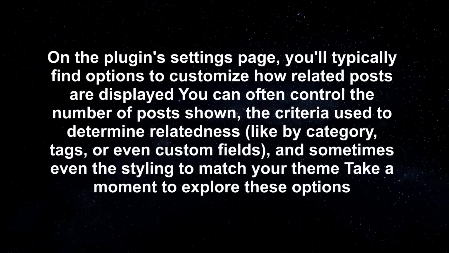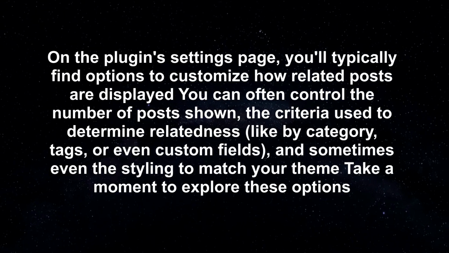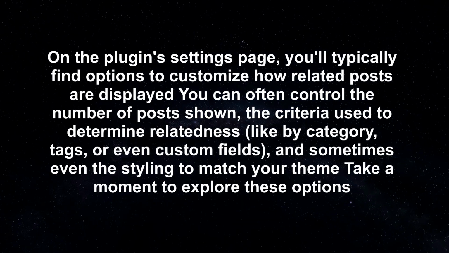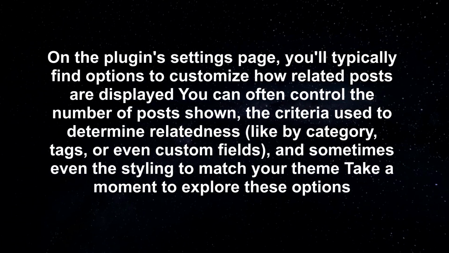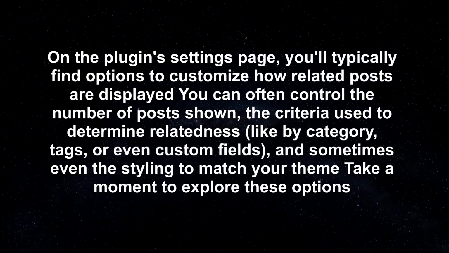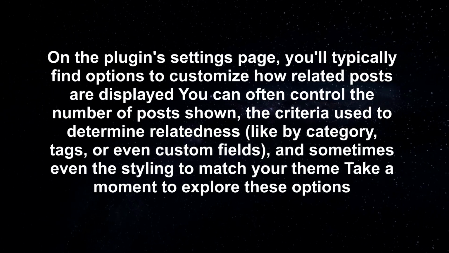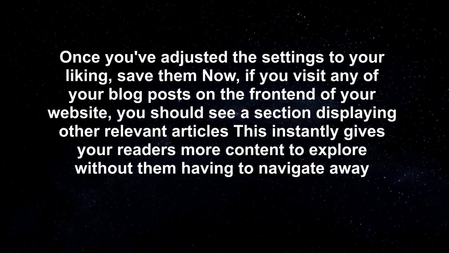On the plugin's settings page, you'll typically find options to customize how related posts are displayed. You can often control the number of posts shown, the criteria used to determine relatedness, like by category, tags, or even custom fields, and sometimes even the styling to match your theme. Take a moment to explore these options. Once you've adjusted the settings to your liking, save them now.